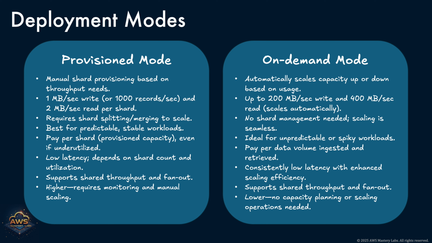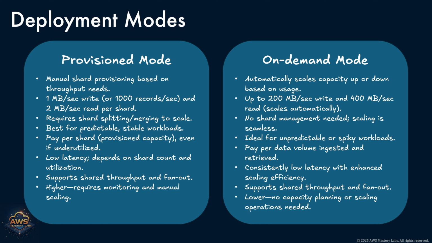Let's start with provisioned mode. In this mode, you specify the number of shards in your stream based on your expected throughput needs. Each shard gives you 1 megabyte per second for data ingestion and 2 megabytes per second for reading. If your data volumes are fairly steady and predictable, provisioned mode gives you precise control over your stream's capacity and cost. But with that control comes some responsibility. You'll need to monitor your usage and manually scale the stream by splitting or merging shards as your data volume changes. This can mean more operational effort, especially if traffic patterns are dynamic.